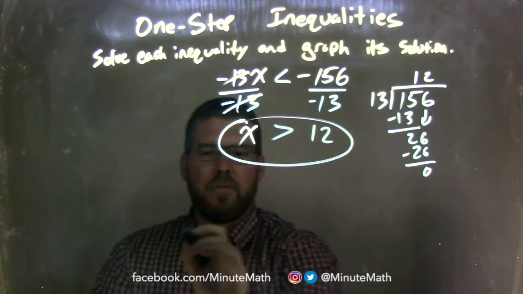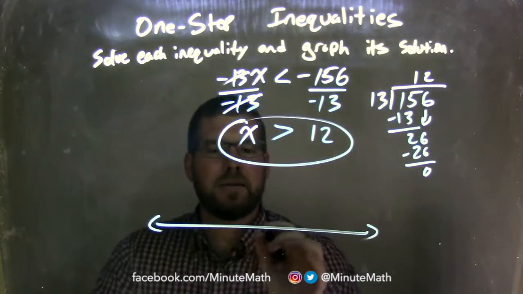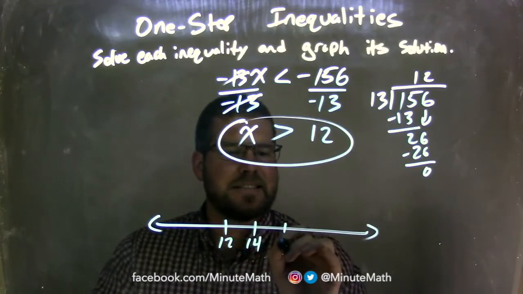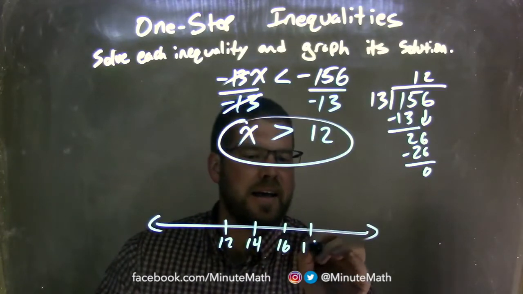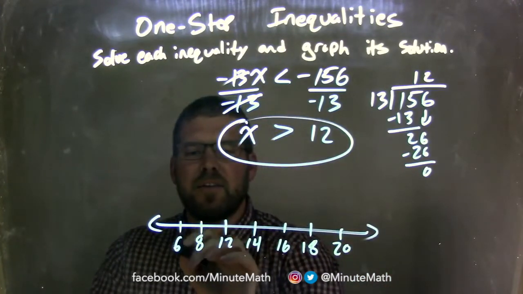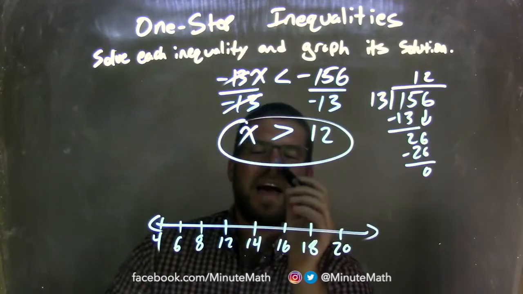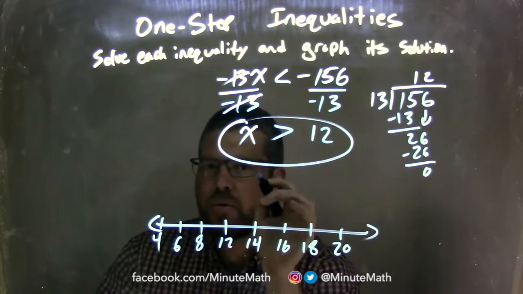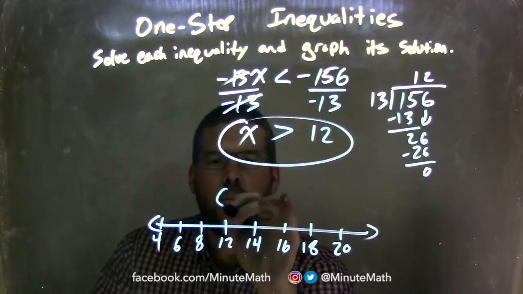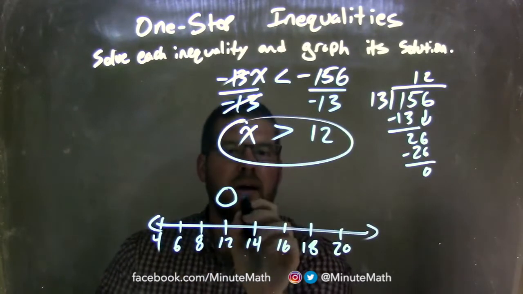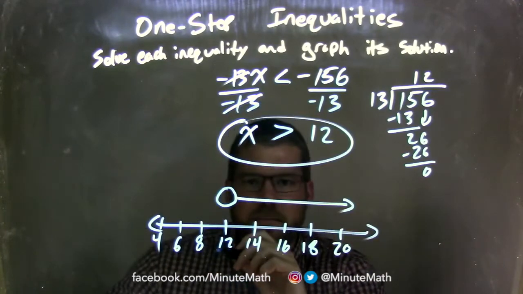So now I need to graph that. So make a little number line here. We have 12, and let's go by 2s, 14, 16, 18, and 20. And we have 8, and 6, and 4. Well, if x has to be greater than 12, it's greater than, not equal to, it doesn't equal 12, we're going to have an open circle. So an open circle right there, and since x is greater than, I'm going to shade to the right, okay?